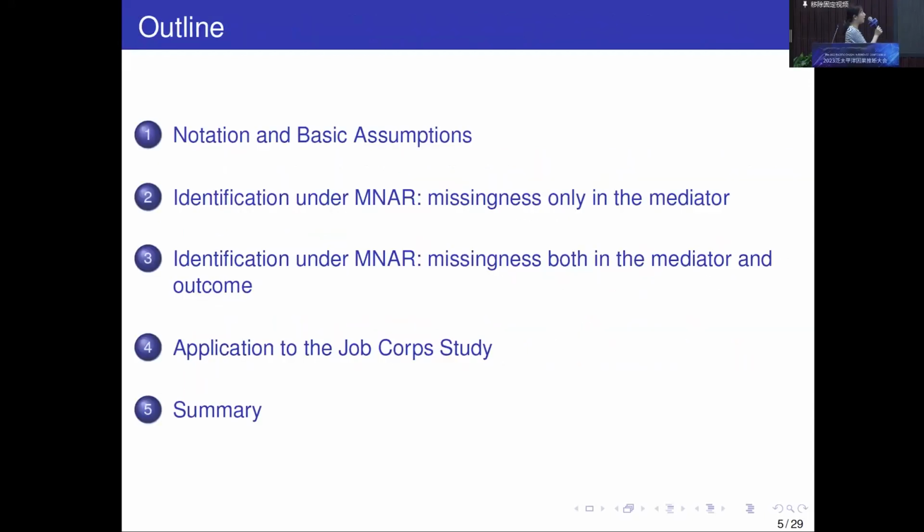Okay, this is the outline of the talk. I will first introduce the notation and some basic assumptions underlying mediation analysis. Then I will talk about the simplest scenario where you have missingness only in the mediator and you're worried that the missingness is missing not at random. And then I will extend the results and briefly talk about the identification results when you have missingness both in the mediator and in the outcome. And then I will talk about the application to the Job Corps study.